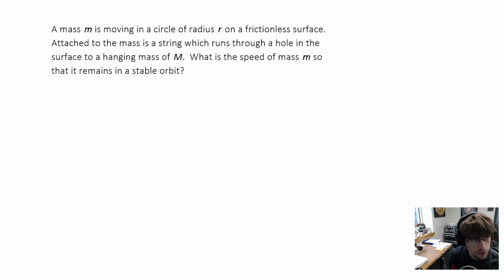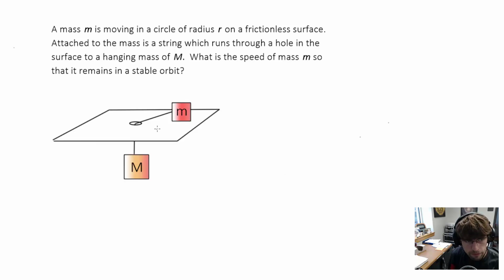So in other words, let me go ahead and draw a picture for you. We have a hanging mass big M. We have a small mass little m, and little m is moving around in a circle on the top of this table. And we're told the circle radius is r, so this distance is r. And we're asked to find the speed. What speed does mass m travel at?